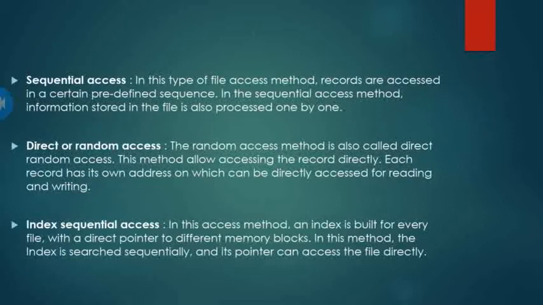Sequential access. In this type of file access method, records are accessed in a certain predefined way, in a linear way. So, in a sequential access method, information stored in the file is also processed one by one. So, in the sequential access, we have to access all the records one after the another, that is one by one, in linear way or in sequential way.